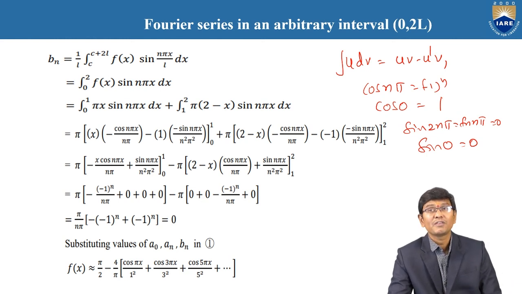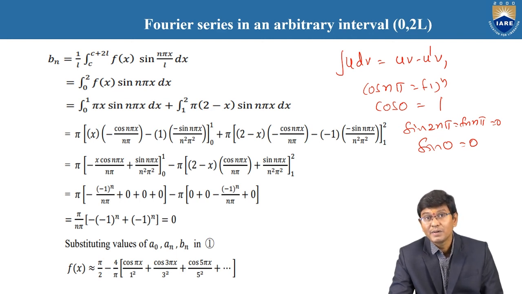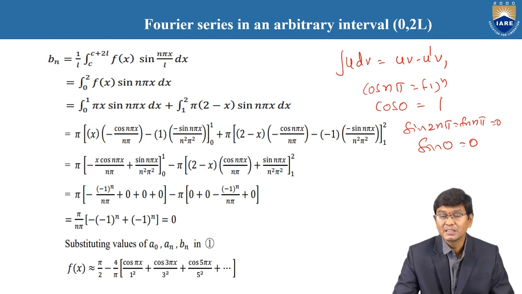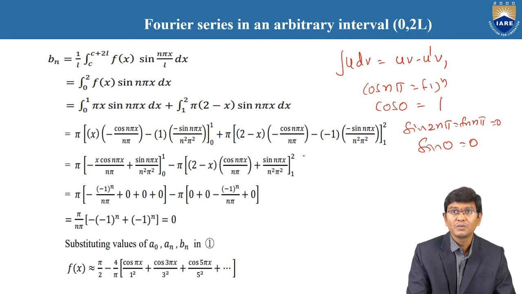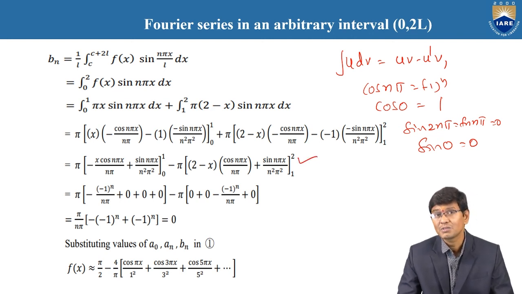By using all these values, that is the Leibniz formula, the integrating formula, or by using the standard values of sin and cos together, when you replace them in the equation, taking the upper limit and also the lower limit, it is equal to pi into minus x into cos n pi x by n pi plus sin n pi x by n square pi square, with limits between 0 to 1, and again minus pi into 2 minus x into cos n pi x by n pi plus sin n pi x by n square pi square, between 1 to 2.